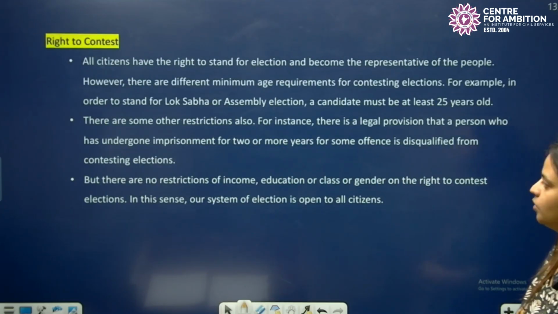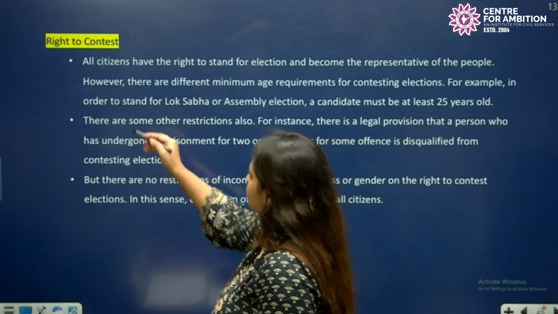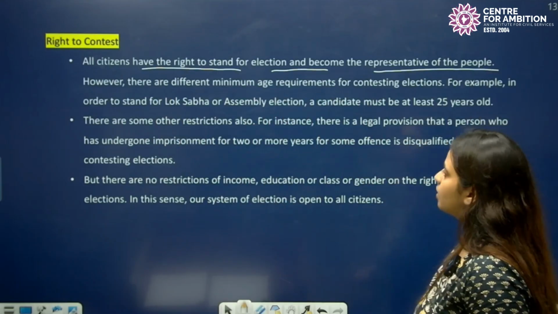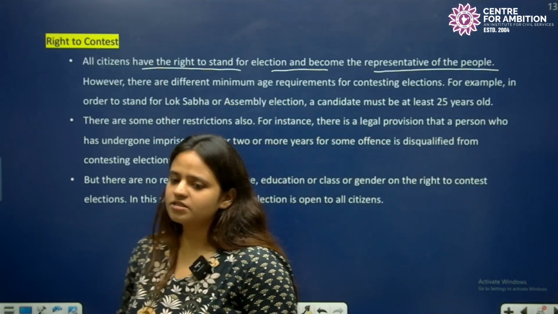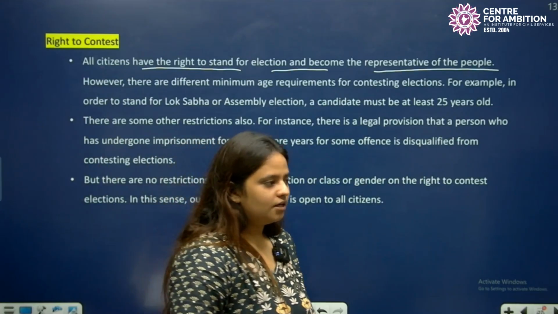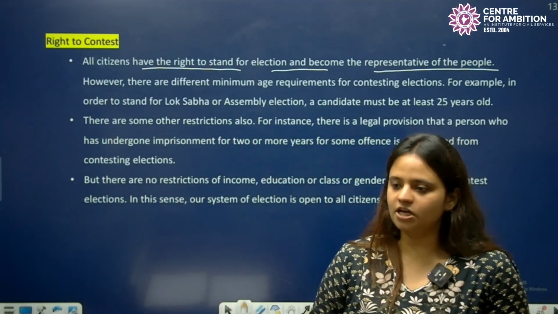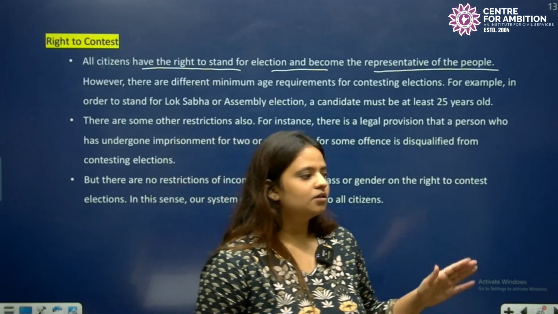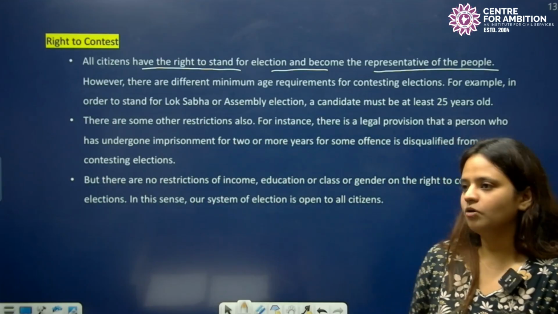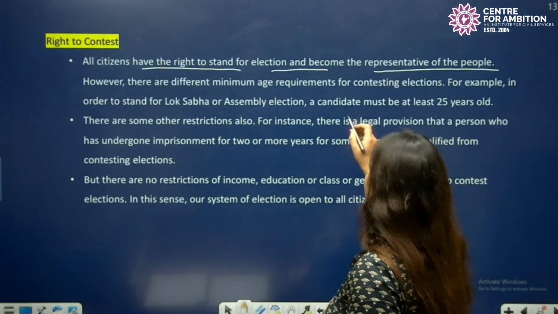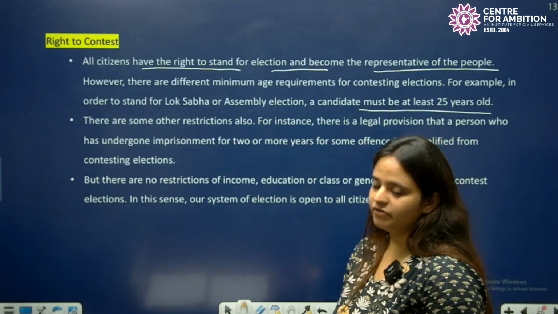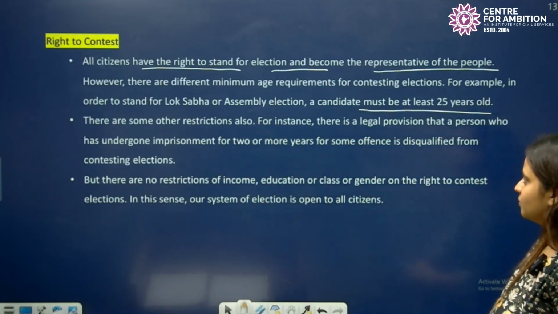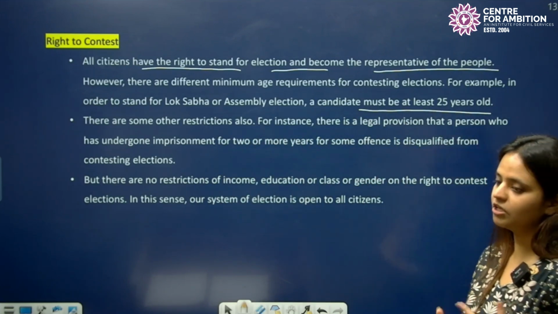Moving on to the right to contest. All citizens have the right to stand for the elections. They can become the representatives of the people. So it is the right of every adult individual to contest elections. Anyone can be the representative of the people, but the age criteria differ. For example, in the elections of Lok Sabha, you have to be 25 years old so that you can contest in elections in the Lok Sabha.